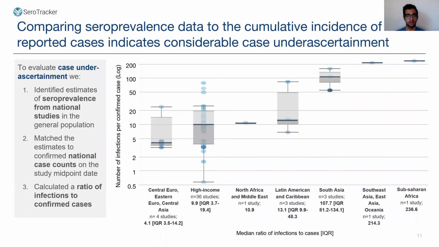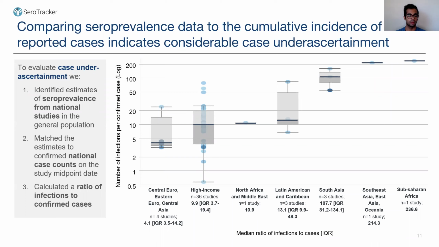Finally, just a quick glance at ascertainment. This is of course data from earlier on in the pandemic, but we essentially calculated the ratio between seroprevalence and the cumulative incidence of confirmed cases in the country in which a seroprevalence study was done, doing this for all national seroprevalence studies in the general population, and seeing what that implies about ascertainment.